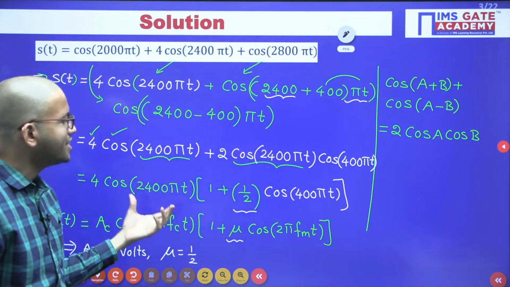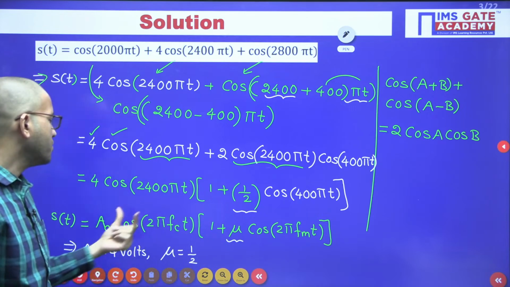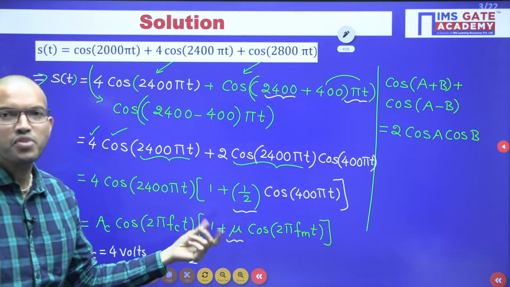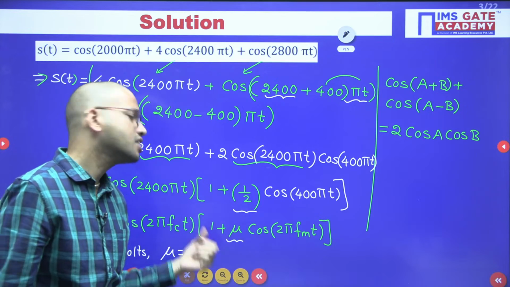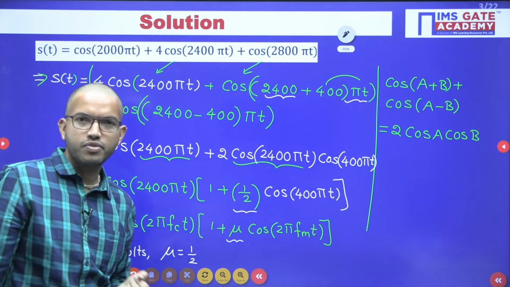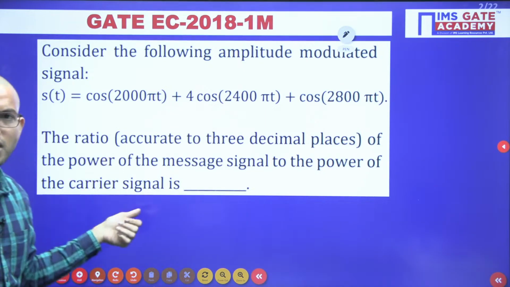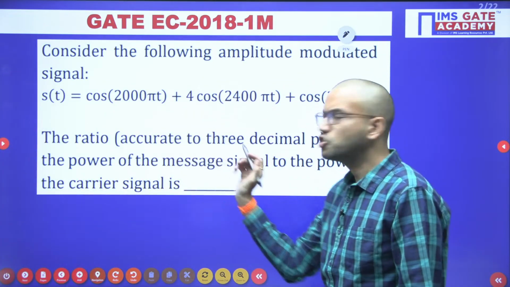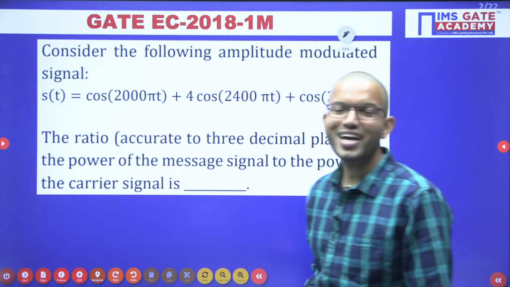So I have represented it in one of the standard forms of the AM equation, right? So from here we got Ac value and mu value, and similarly you can calculate fc and fm, but for this question fc and fm are not required, that's why I am not calculating, but otherwise you can calculate. Later in your free time calculate fc value and fm value, right? So for this question what they are asking, just observe here, last 2 or 3 lines, just read. They are asking the ratio of power of the message signal to the power of the carrier signal.